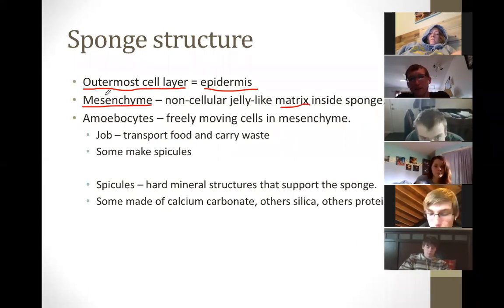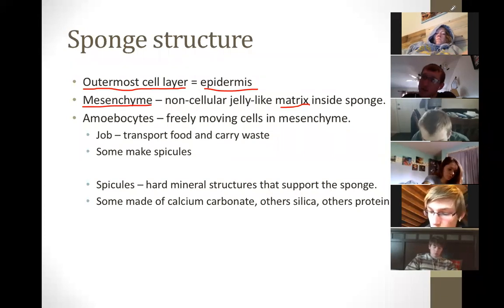So mes means kind of like middle, and so mesenchyme is this middle layer. And inside the sponge, that's where all of the digestion is going to go on and metabolism and that kind of stuff. Now, here's the weirdest part of a sponge. I guess you should know this first.